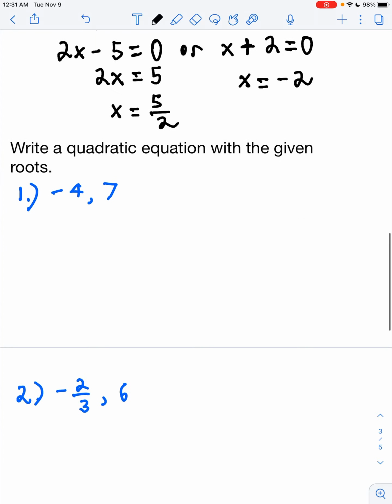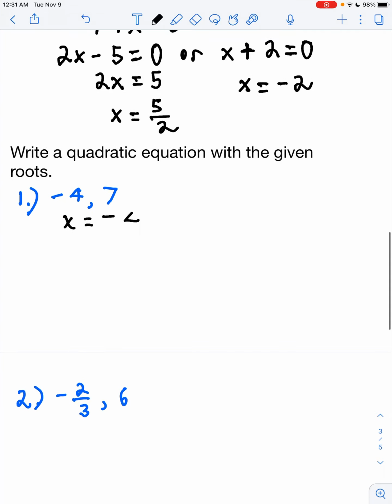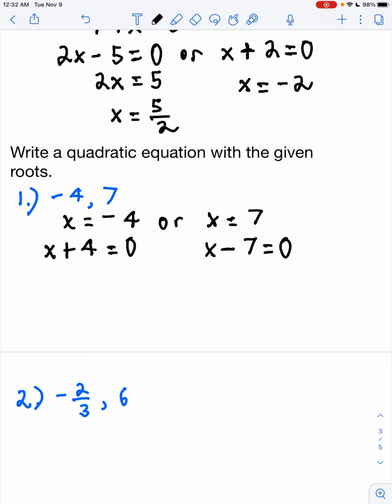So how does that work? Well, I'm going to start by saying x equals -4 or x equals 7. That means the factor associated with each root I would have as x plus 4 would equal 0 and x minus 7 equals 0. You're trying to get each equation there equal to 0.